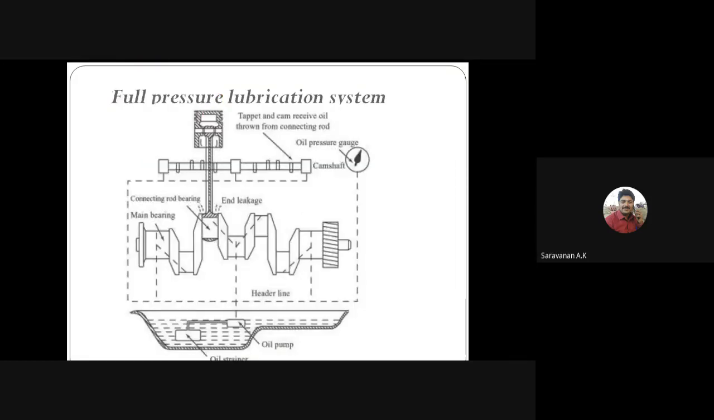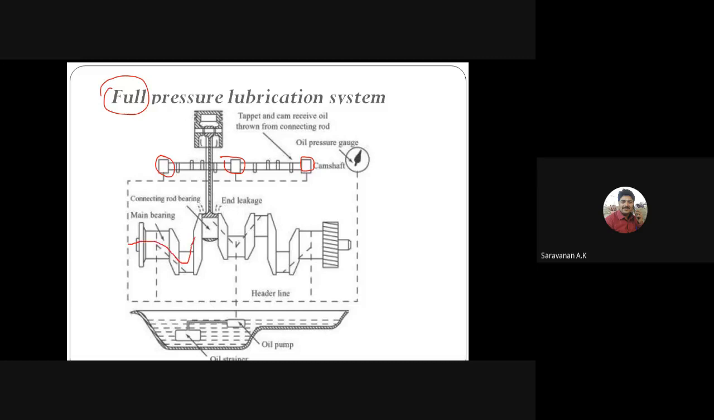And the third one is the full pressure lubrication system, right? So there is no splash lubrication here. There are no scoops. Only the pressurized oil will be sent through the shafts, or through small holes or small passages. So the oil will be passing through these passages.